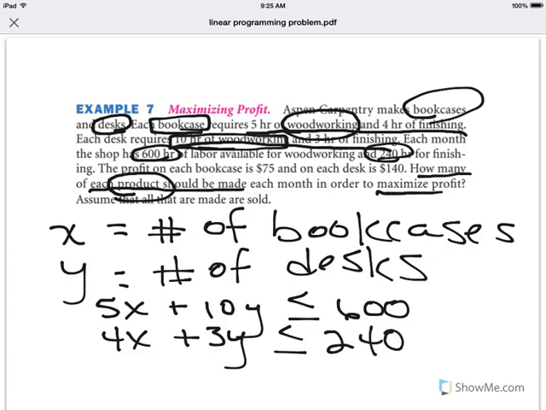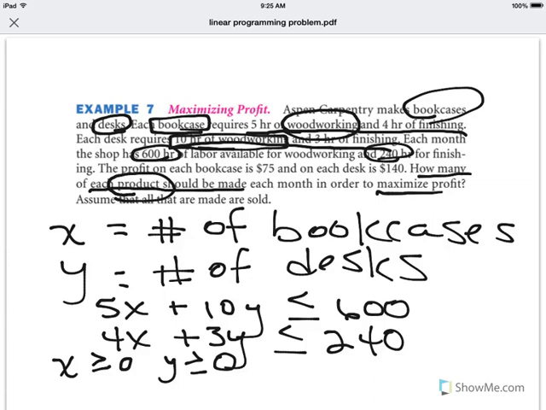Now, in most of these problems, you're also going to have 2 constraints of x being greater than or equal to 0 and y being greater than or equal to 0. Because these are application problems, the smallest number of bookcases or desks that you can make would be 0, so you won't have any negative numbers on any of this. So those are what's called your constraints.